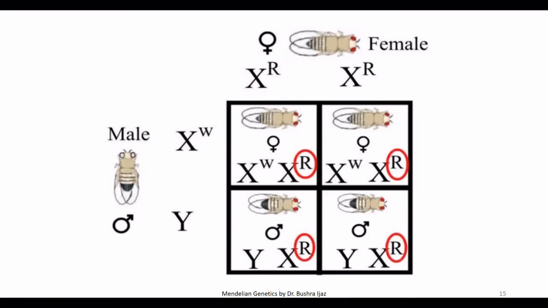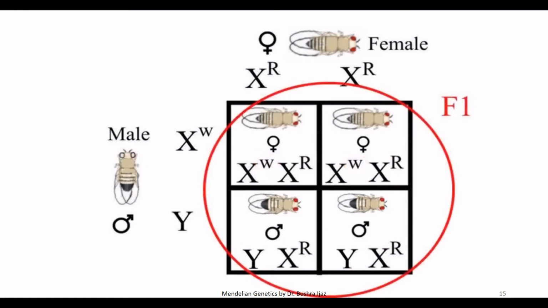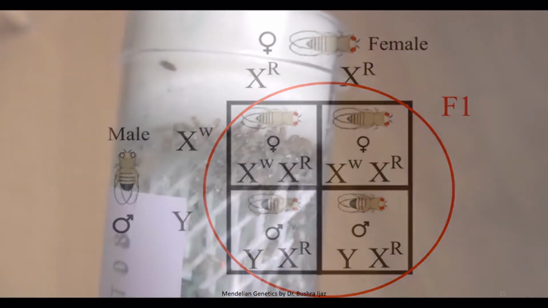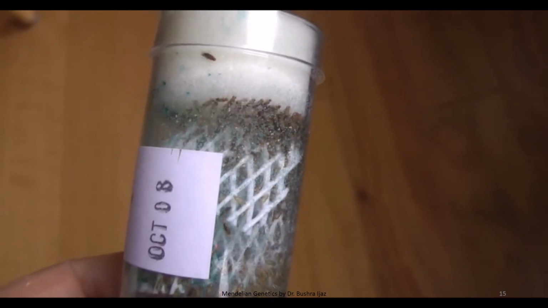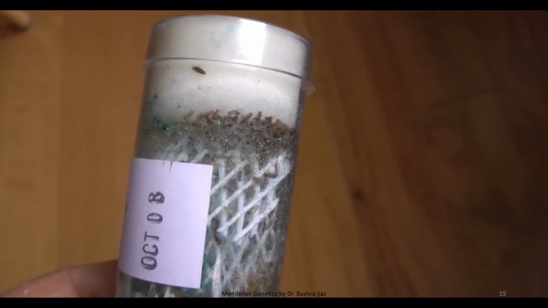Note that every combination carries at least one dominant red-eyed gene. The white-eyed gene is repressed. All of this first generation will have red eyes. This is what Morgan observed. Note that both females on this diagram carry a recessive gene for white eyes. We will label this generation F1. Our Punnett square shows four flies, but there will actually be numerous flies in this F1 generation. The female Drosophila lays hundreds of eggs.